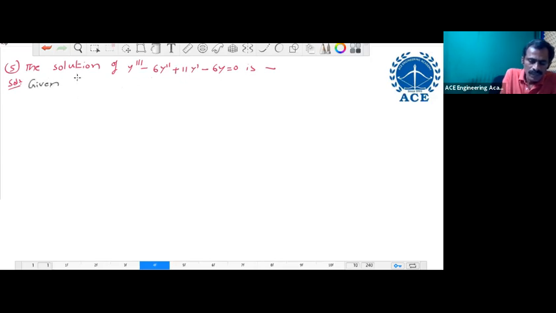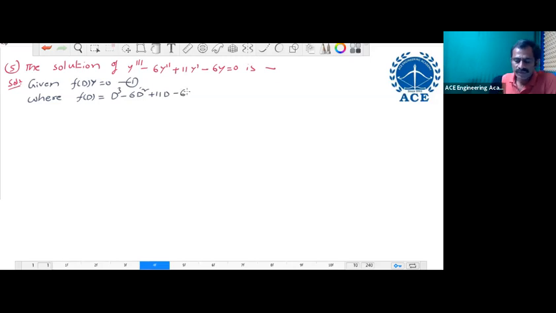Given f(D)y = 0, where f(D) = D^3 - 6D^2 + 11D - 6. It is the equation. The auxiliary equation is m^3 - 6m^2 + 11m - 6 = 0. It is a cubic equation.